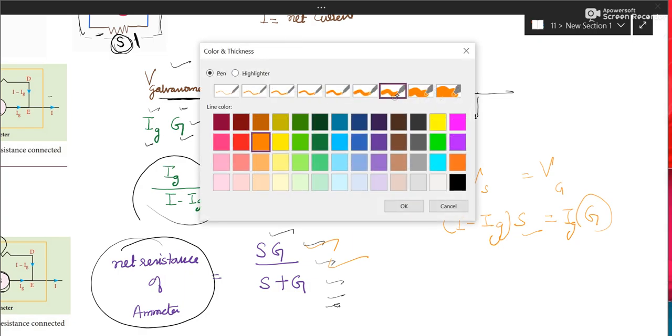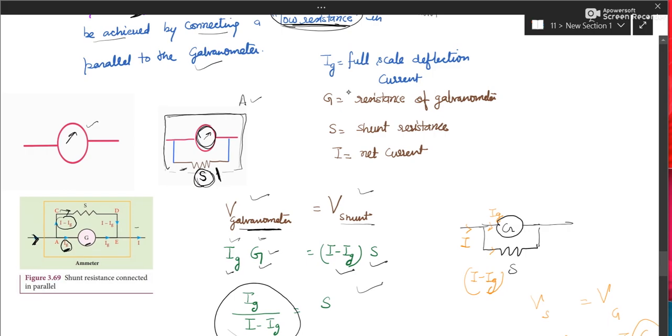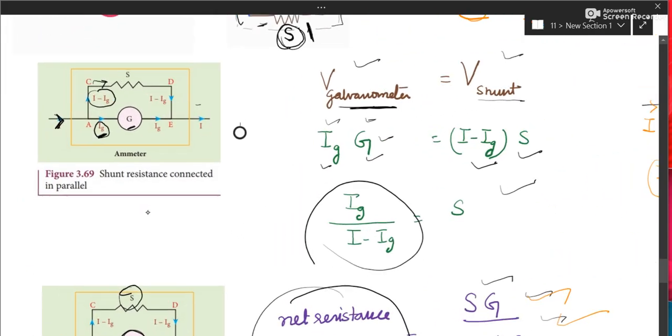Now what is to be told is what these symbols are. What is IG? Full scale deflection current of the galvanometer. The galvanometer can read up to this. This is IG. What is G? Resistance of the galvanometer. S, shunt resistance. I, net current.